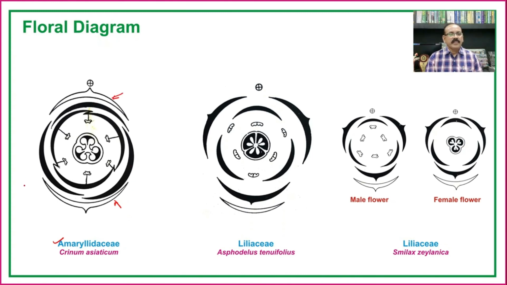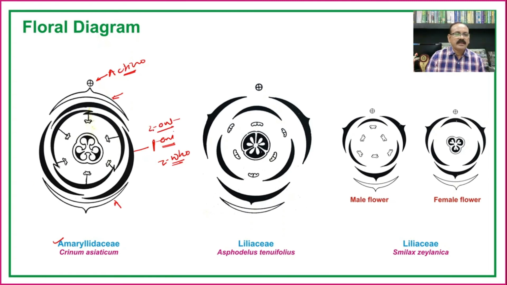Here also the flowers are actinomorphic, and there is a presence of perianth in 2 whorls, that is 3 outer and 3 inner. Then there is a presence of stamens, and the total number of stamens is 6.